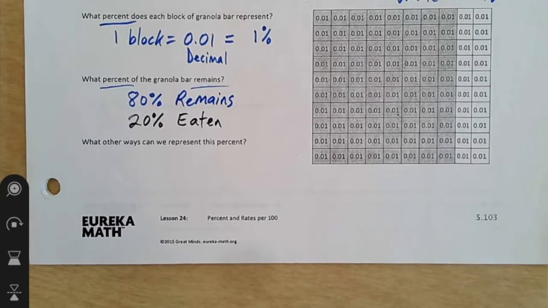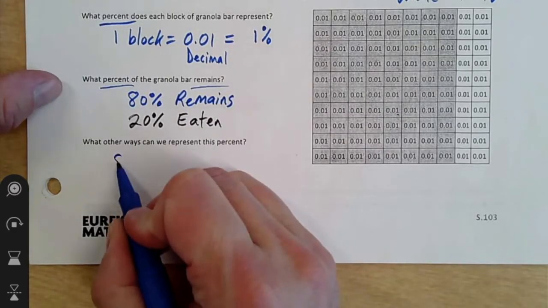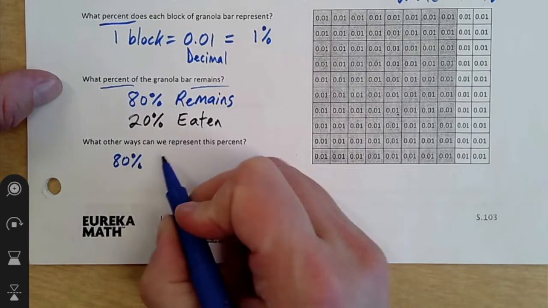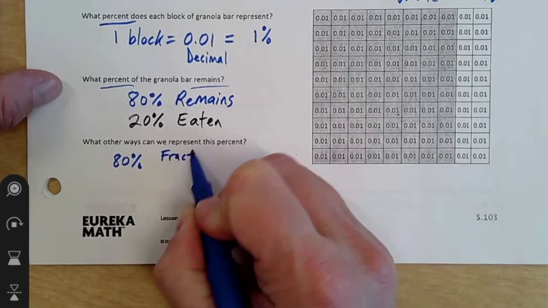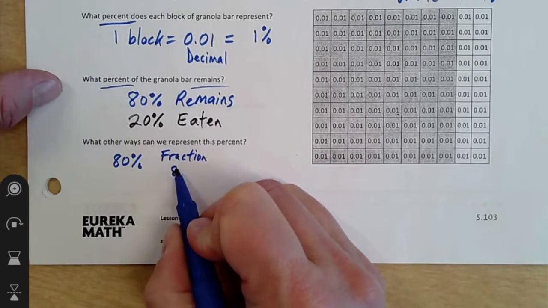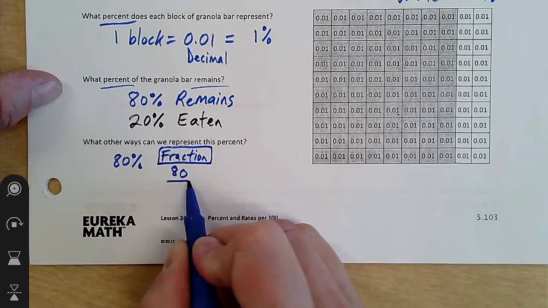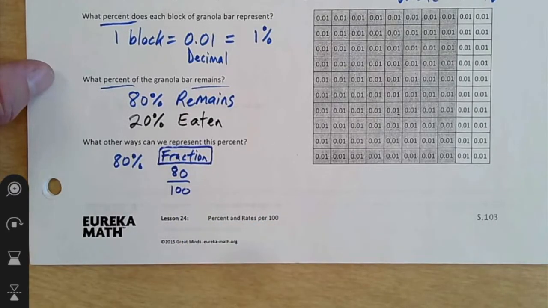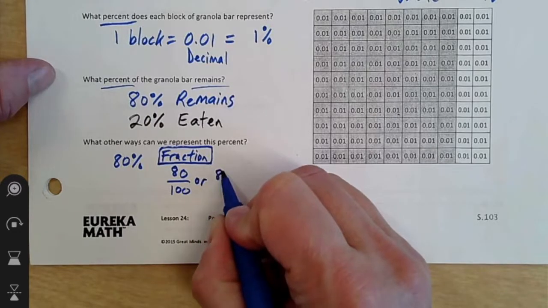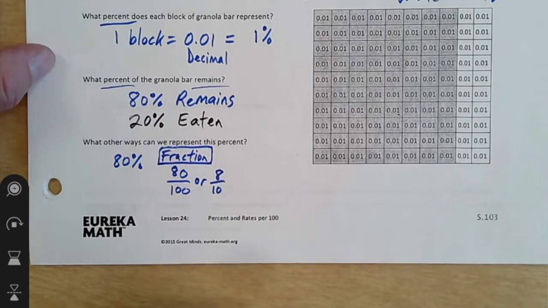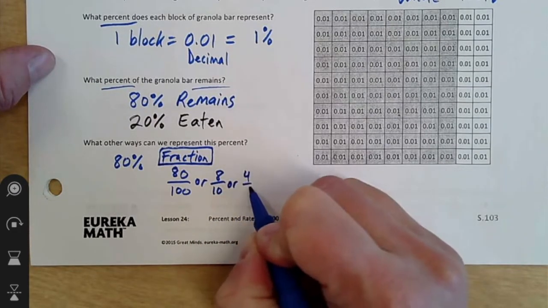What other ways can we represent this percent? So what are other ways you could represent 80%? 80% could be represented as a fraction. As a fraction, you could say that that is 80. Let's box in fraction. 80 out of 100. You could simplify that down, and you could say that would be like 8 out of 10. You could simplify that down and say that would be 4 out of 5.